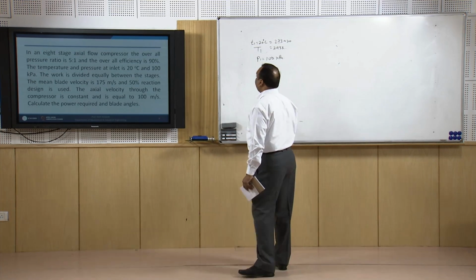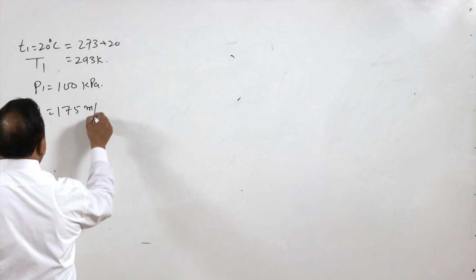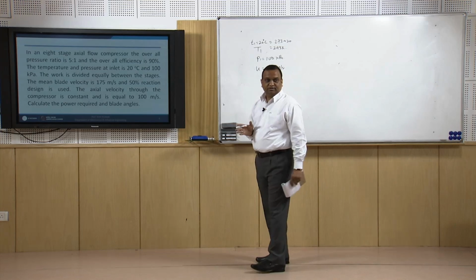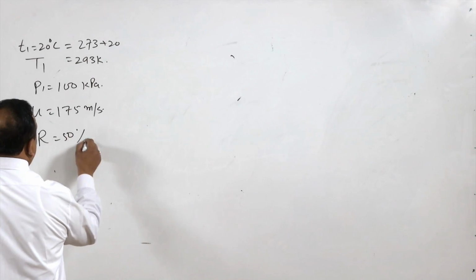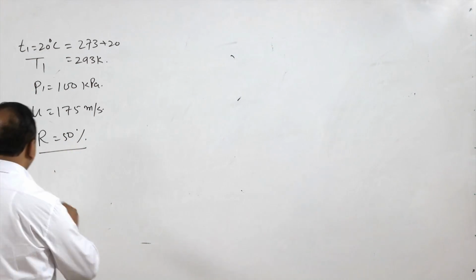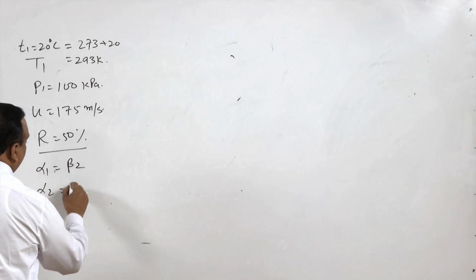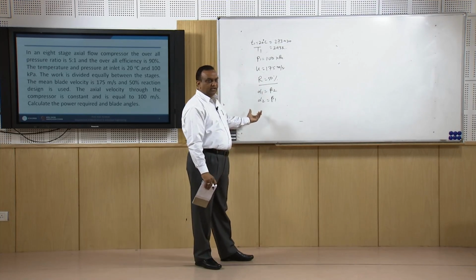The mean blade velocity is 175 meters per second, and a 50% reaction design is used. When the degree of reaction is 50%, then alpha 1 is equal to beta 2 and alpha 2 is equal to beta 1. As we did in the case of the turbine, the same thing will be done here.